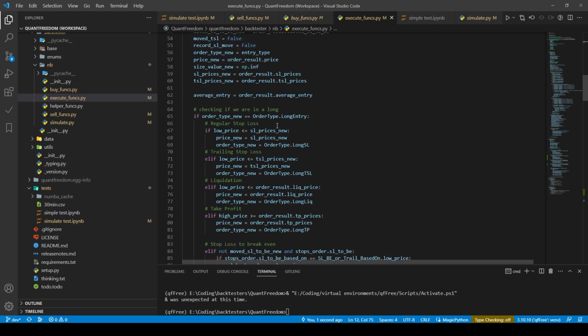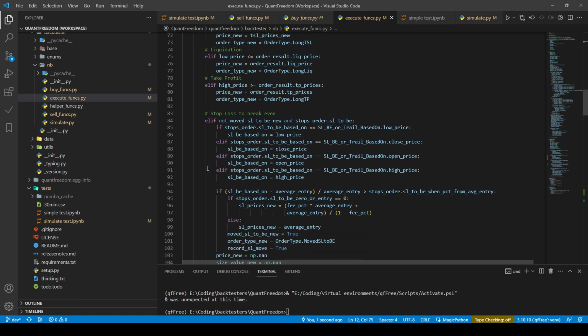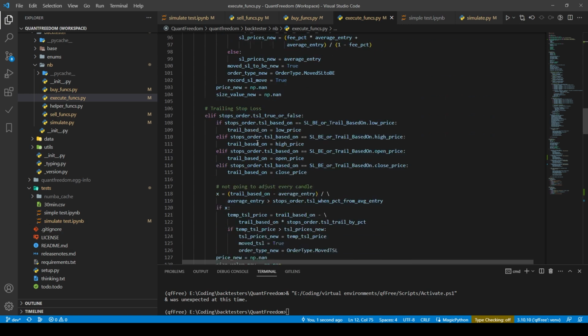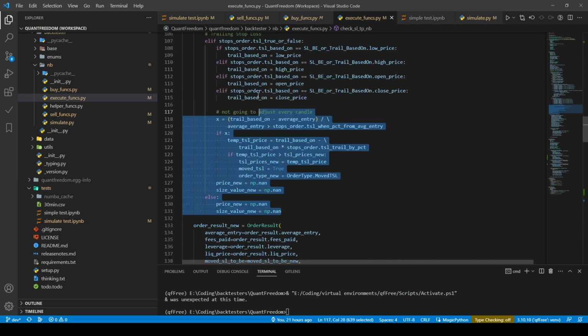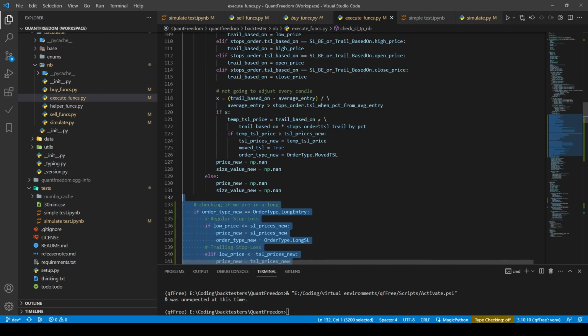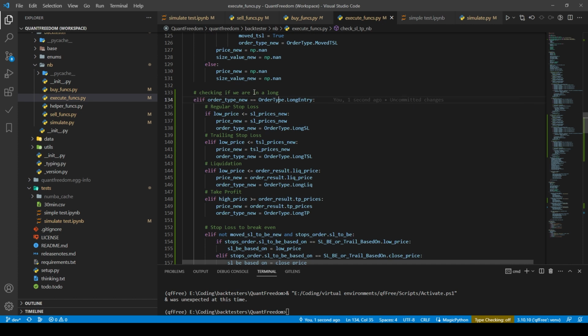So here we don't have... Oh, shit. Oh, no. I have to copy and paste all of this stuff. Oh, no. If this is a short... Oh no, regular stop loss.